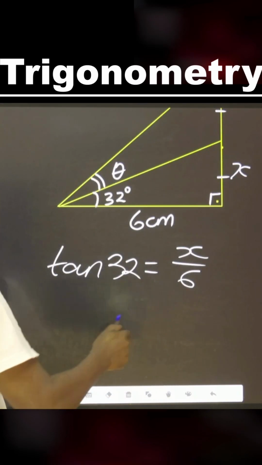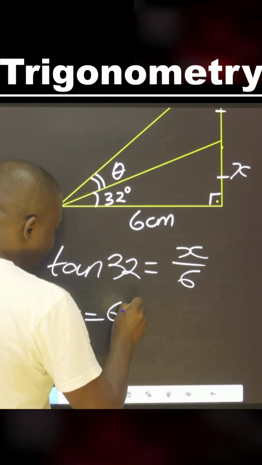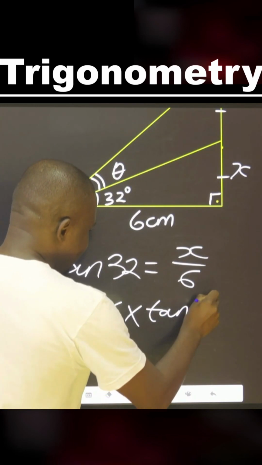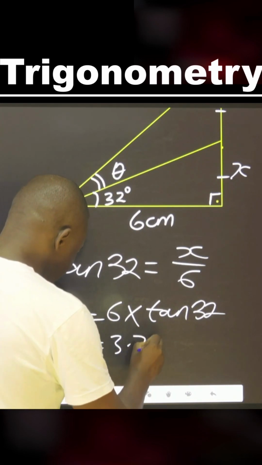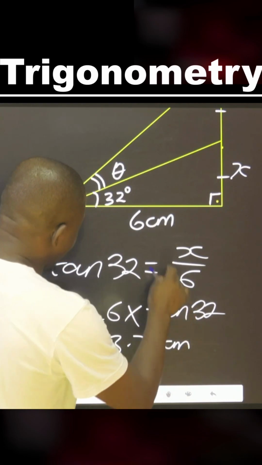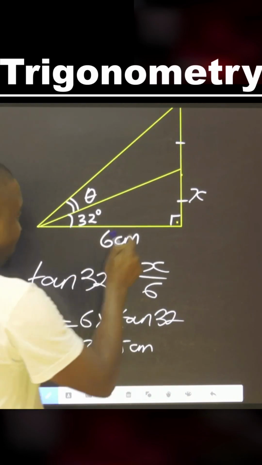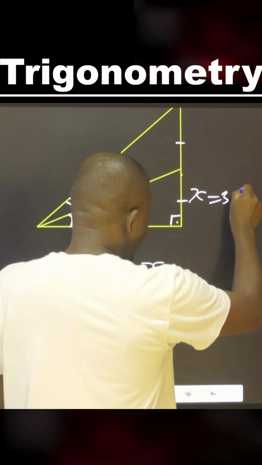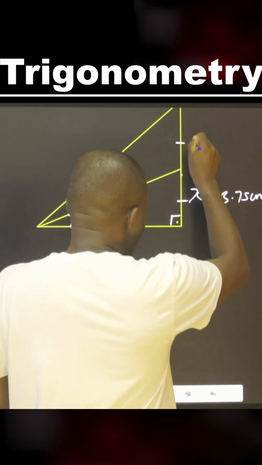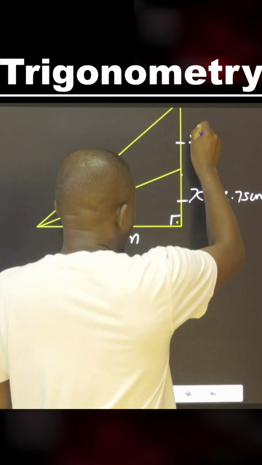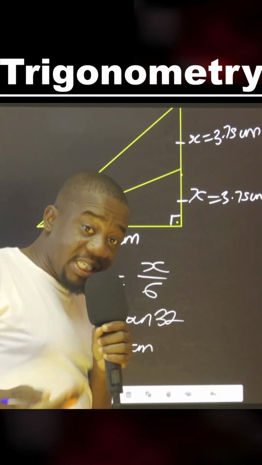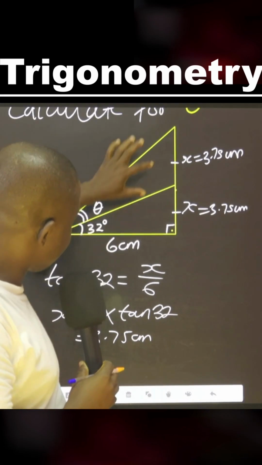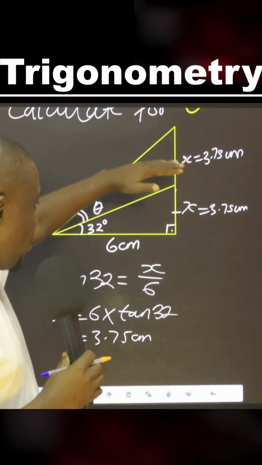Then if you cross multiply, x equals to 6 multiplied by tan 32. Let me use calculator to finish this. This is what? 3.75 centimeter, because this is centimeter. So if this place is 3.75 cm, this too is also x, 3.75 cm. That is the meaning, because this and this are equal. That is the meaning of this.